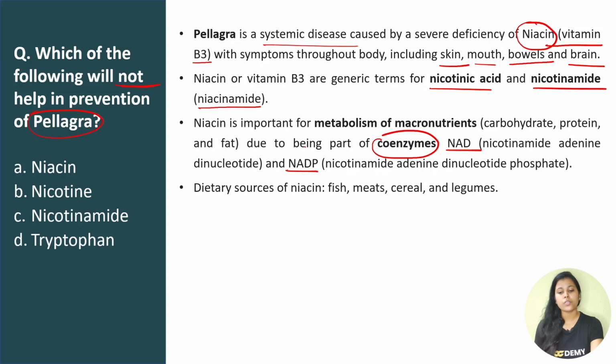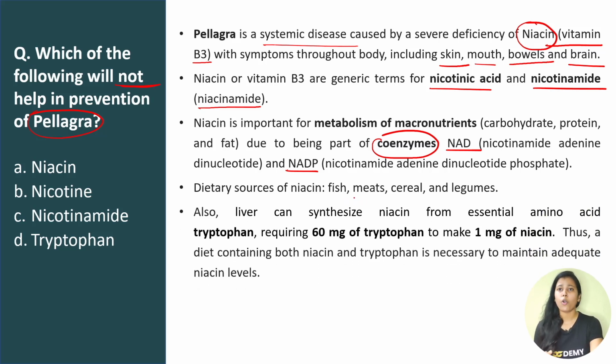That is how the whole body gets affected if there is a vitamin B3 deficiency. Okay, now sources of niacin include fish, meat, cereals and legumes. Basically, all the proteinaceous foods are a great source of niacin. And also, the good thing about niacin is that it can be produced in our body as well. How? This niacin can be produced from the essential amino acid tryptophan in our liver.